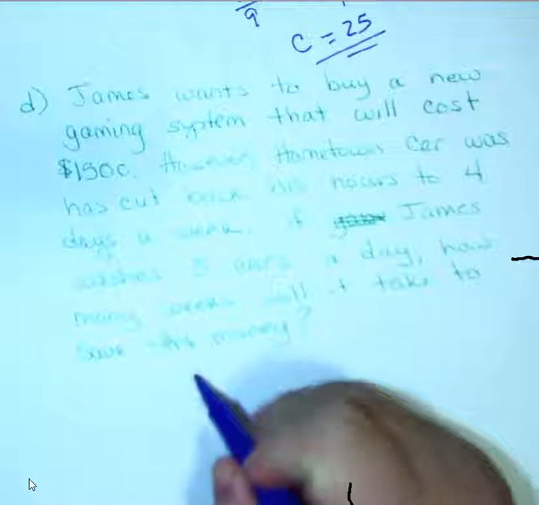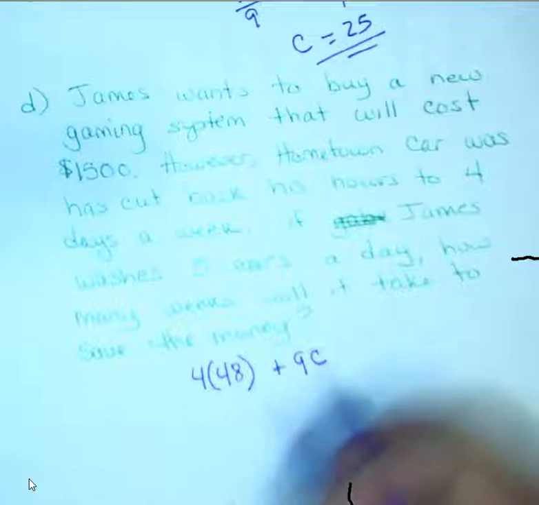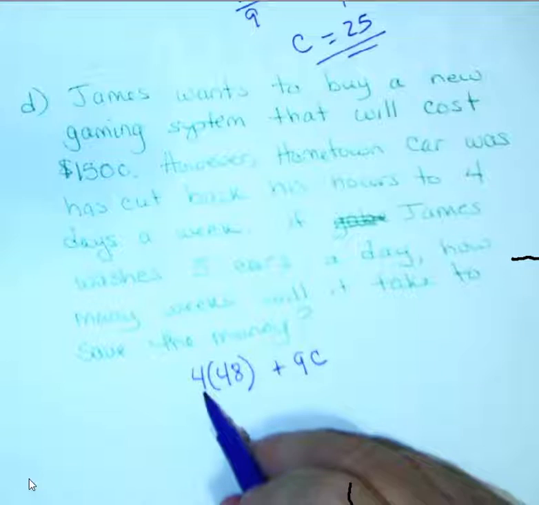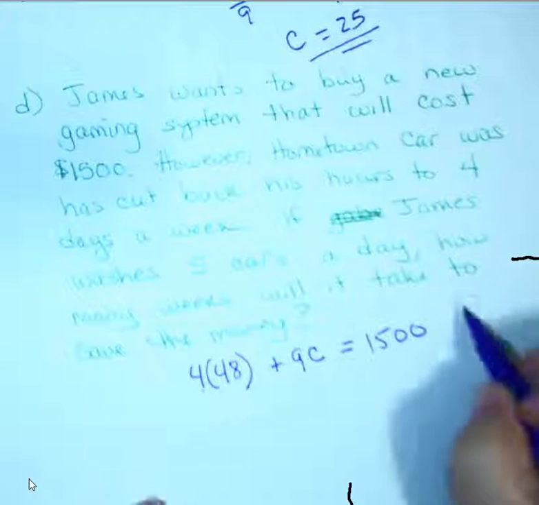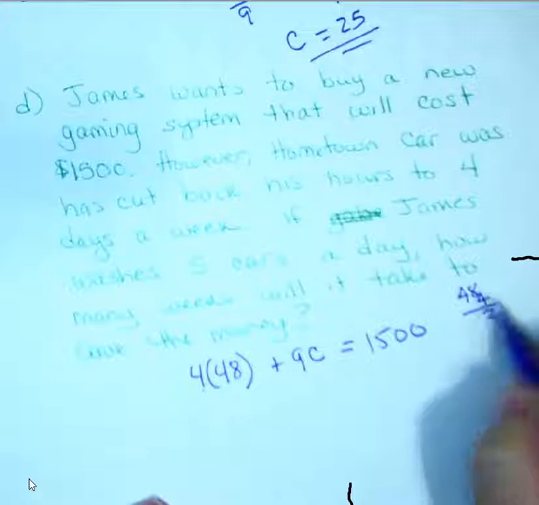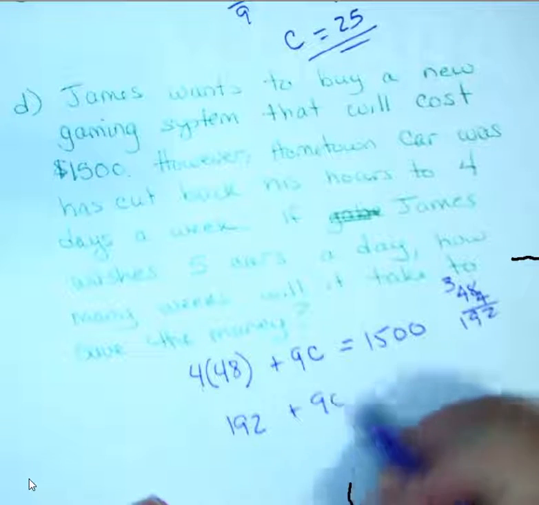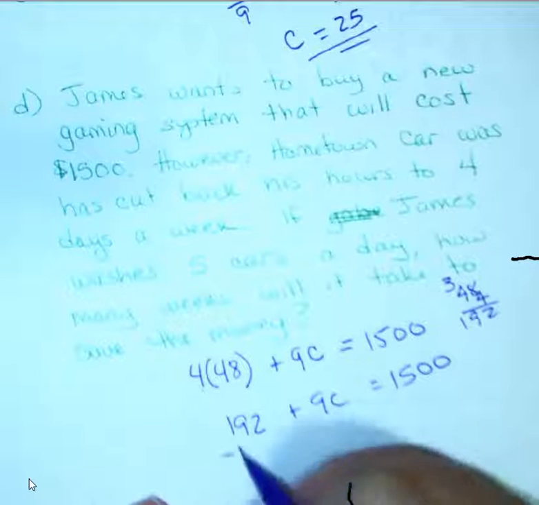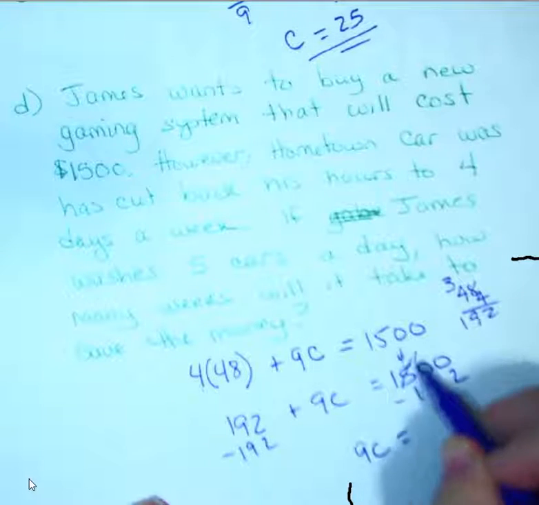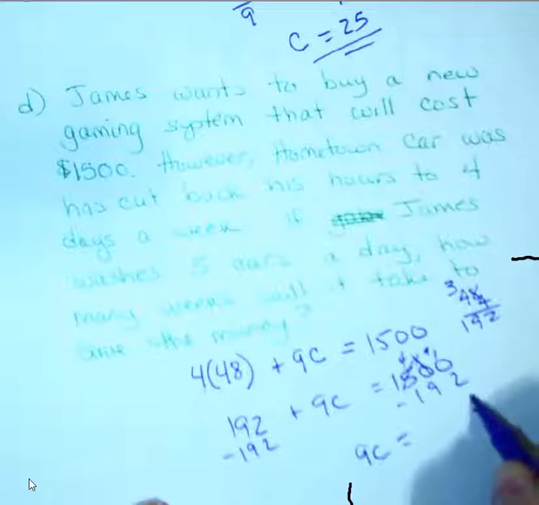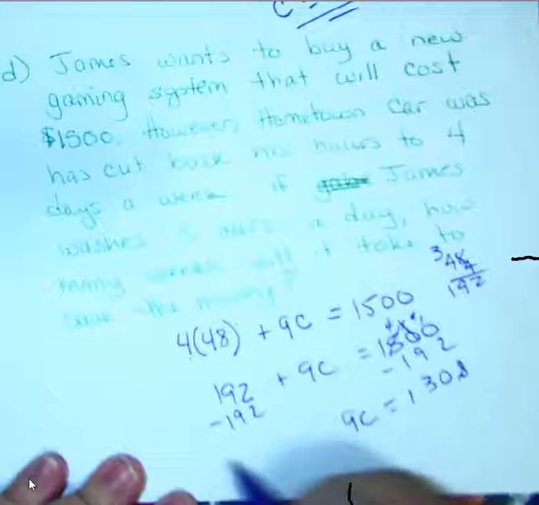So we're going to change our initial equation to this because he's only working 4 days, okay? And we need to know when that's going to be equal to $1,500, okay? So first we're going to look at 48 times 4 is 192. So this is 192 plus 9c equals 1,500. We'll subtract our 192. So 9c equals 1,308. Okay? And then we got to do some long division.